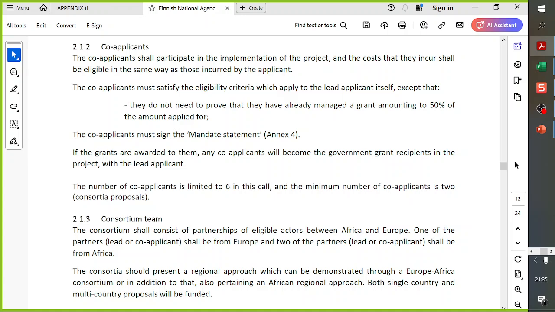The co-applicant shall participate in the implementation of the project, and the costs that they incur shall be eligible in the same way as those incurred by the applicant. The co-applicant must satisfy the eligibility criteria which apply to the lead applicant itself, except the issue of having a managed grant amounting to that. The co-applicant must sign the mandate statement. If the grants are awarded to them, any co-applicant will become the government grant recipient in the project with the lead applicant, right? Yes.